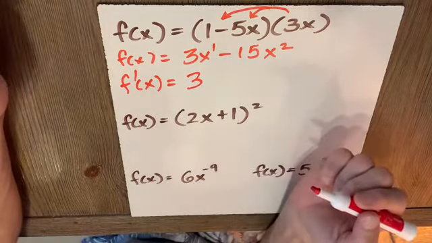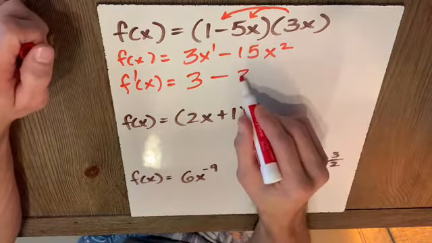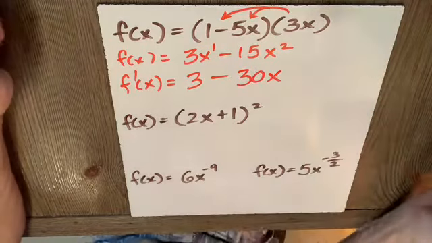3x to the 0 is just 3, minus multiply and subtract. This will give us 30x to the first, which is 30x.